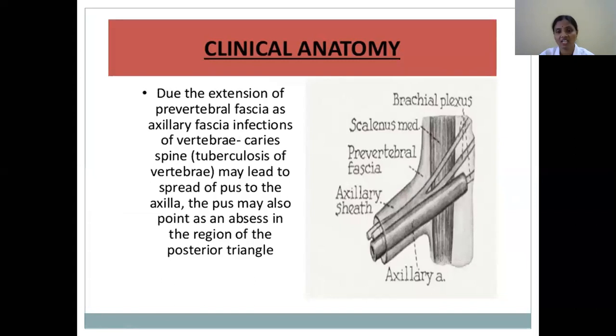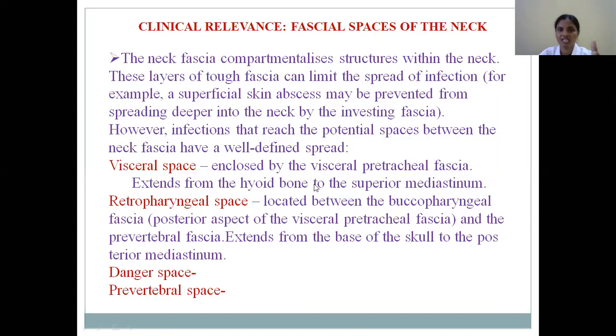Where it forms the axillary sheath, the subclavian vein is outside the axillary sheath. So what are the structures present in the axillary sheath? Brachial plexus and subclavian artery. Here there may be a chance of tuberculosis of the vertebrae, with spread of pus to the axilla, or pus may also point as an abscess in the region of the posterior triangle. These are the clinical relevance.